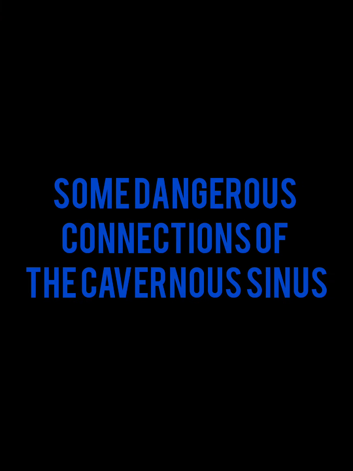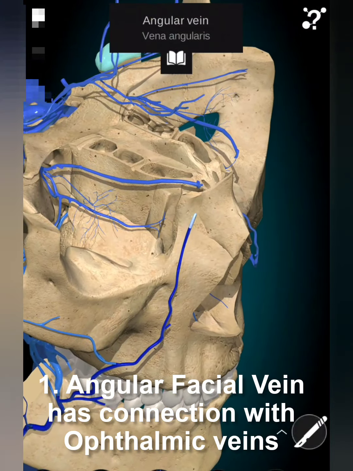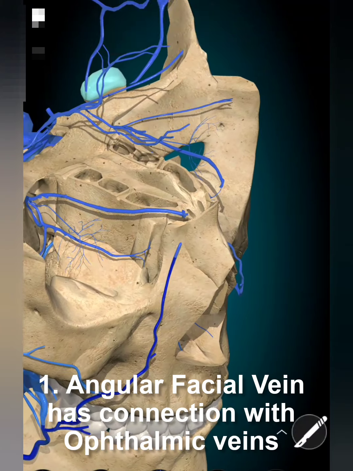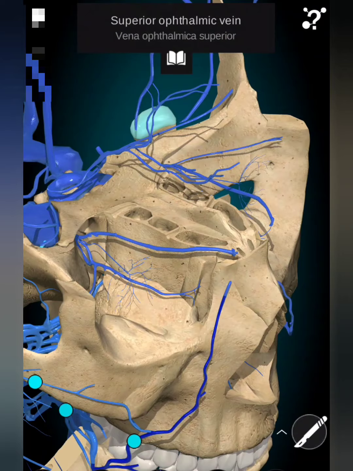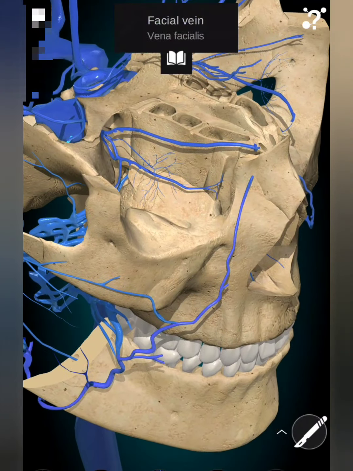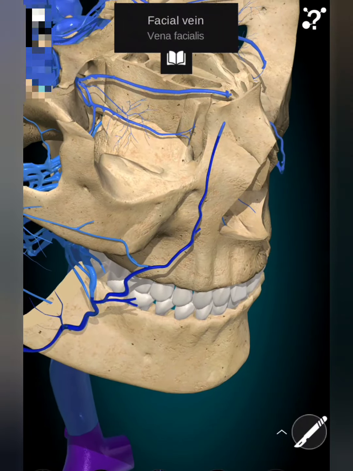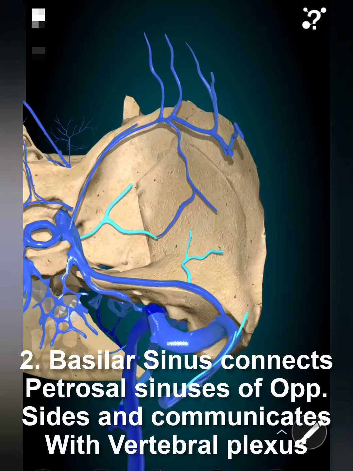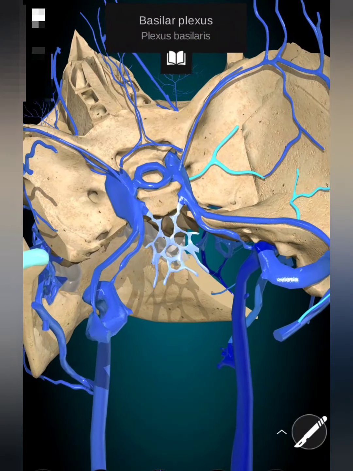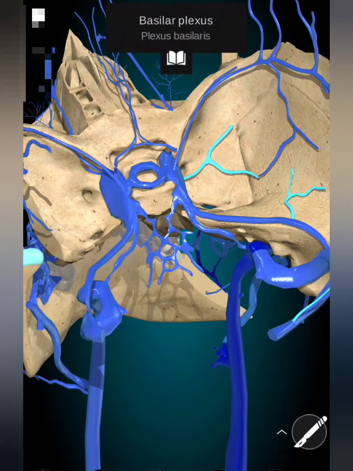Now, we are going to discuss some dangerous connections of the cavernous sinus by which infections can pass and lead to pathologies. 1. Angular facial vein has a connection with ophthalmic veins. 2. Basilar sinus connects petrosal sinuses of opposite sides and communicates with vertebral plexus. Here you can see the basilar plexus.